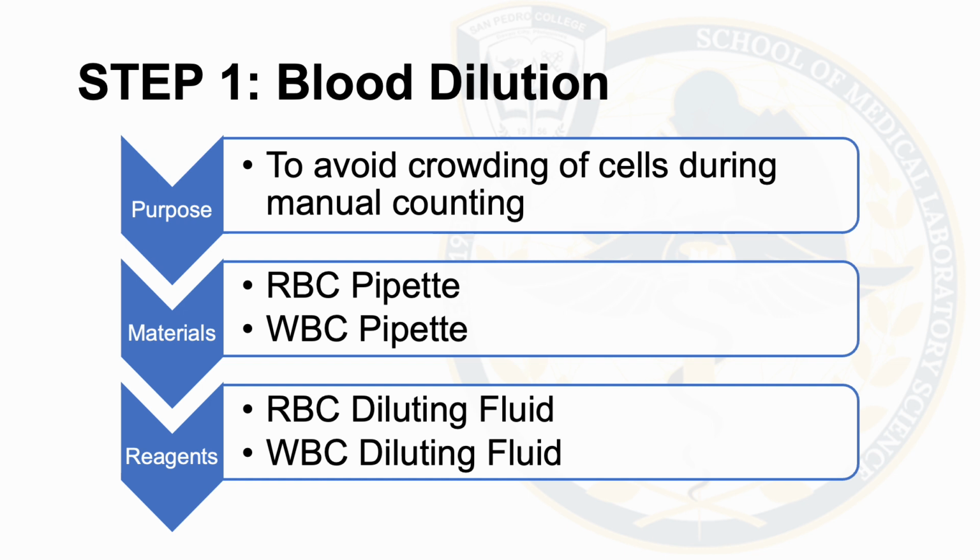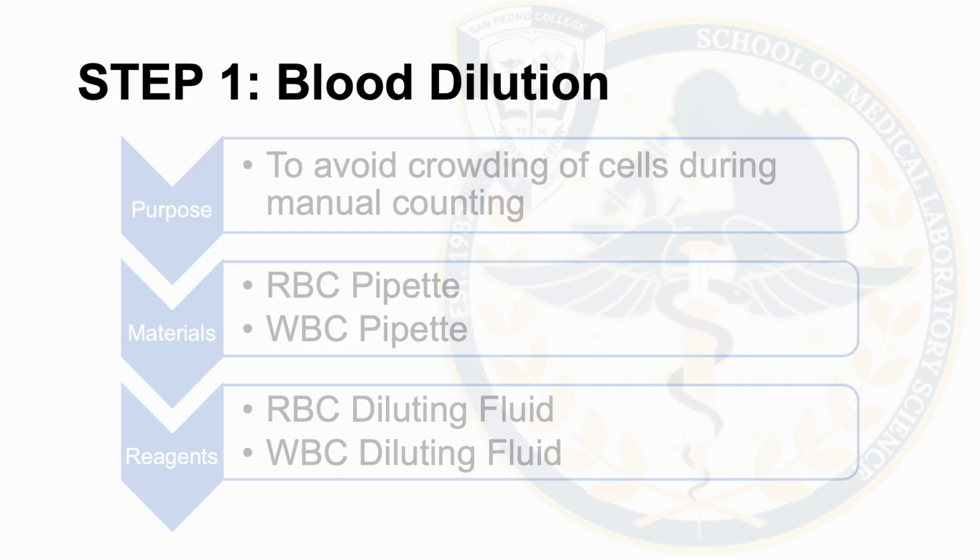So for example, if I'm going to count WBCs, then I have to use acetic acid, because acetic acid will destroy the RBCs, and at the same time, it will enhance the nucleus of your WBC. So that's just an example of a reagent or diluting fluid.